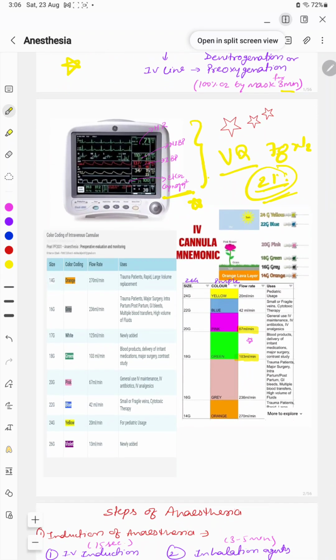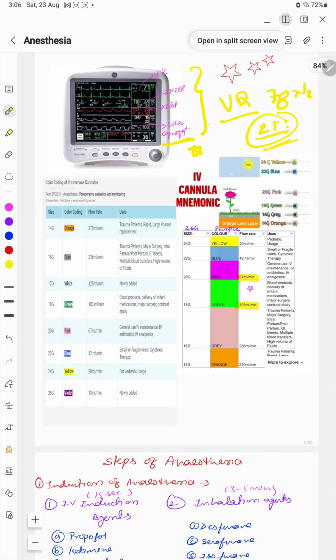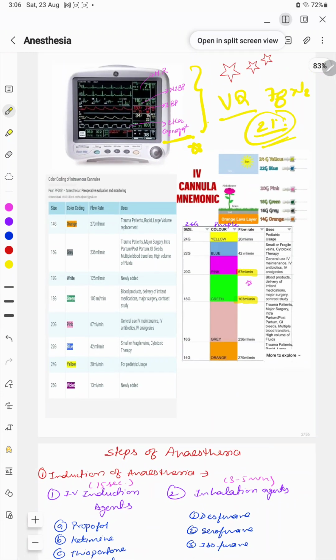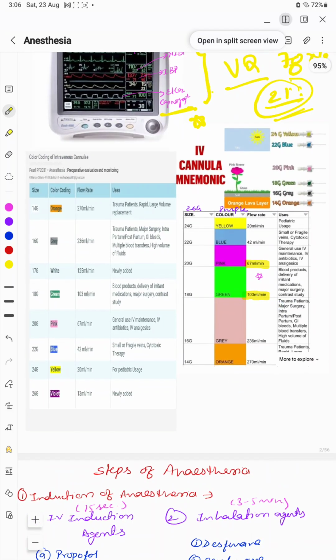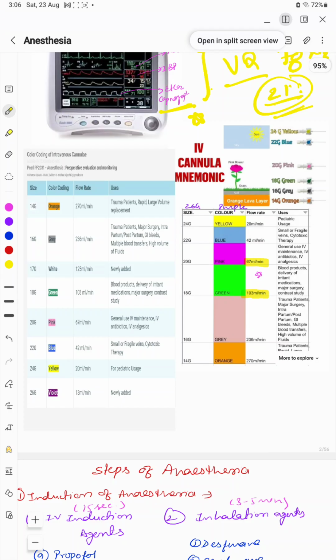Now this is an important question. This whole page is very important. This is the color of cannula. They ask about the color of cannula in every exam, because this is a very common thing we use in our practice. So you can see different sizes and mnemonics. This is the IV cannula mnemonic.